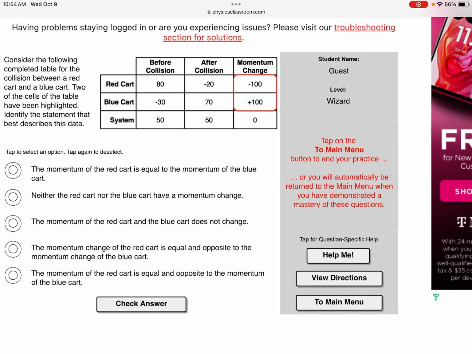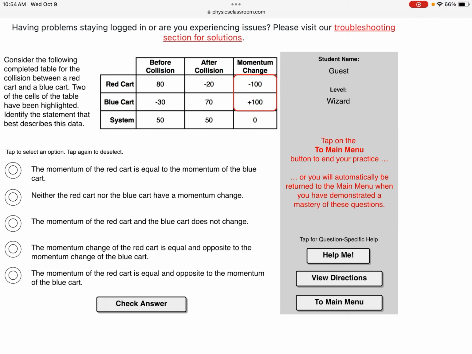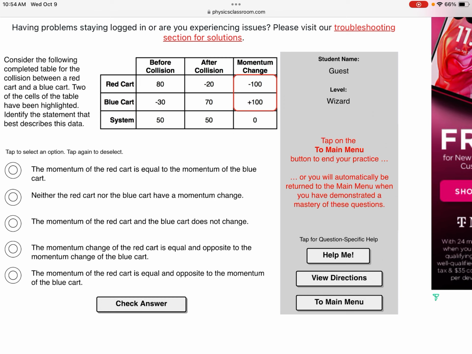And wizard level is all the different types of questions. Now, we haven't seen this question before, but you could see this on the apprentice level or the master level.